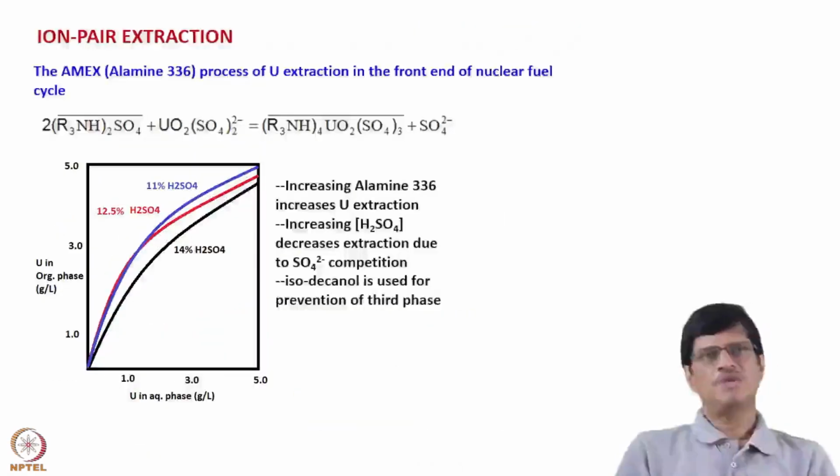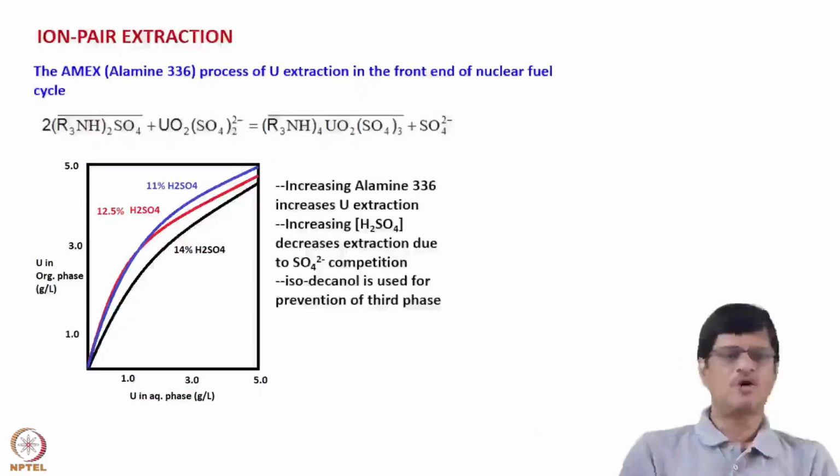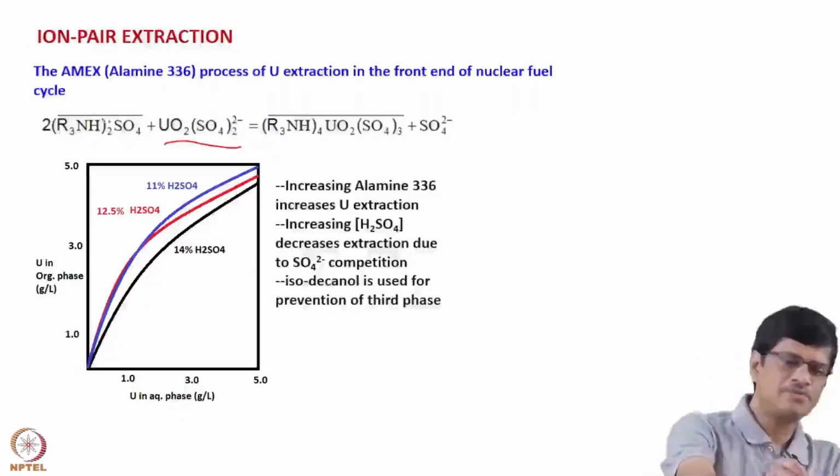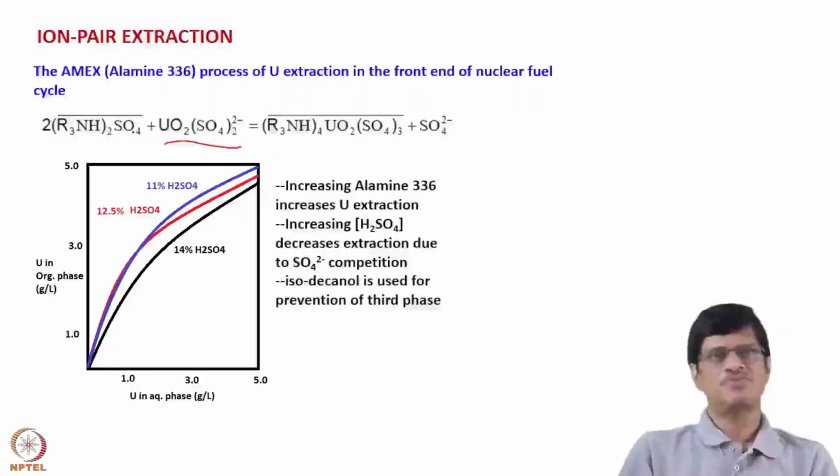Now coming to the ion pair extraction, I give some example where this Alamine 336, the commercial extractant, it is tricapryl amine. It extracts the uranium, which has application in the front end of the nuclear fuel cycle. And as I have mentioned, in the sulfate complexation, the anionic sulfate complexes are formed and which is extracted by the sulfate form of this amine, which is protonated. So you have R3NH+ twice and SO4 2-. So this type of species is there.